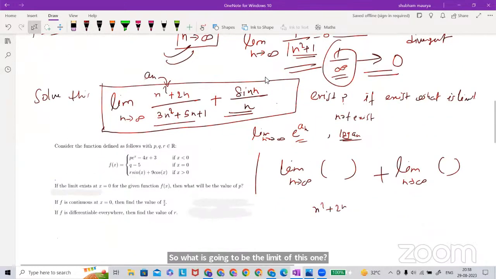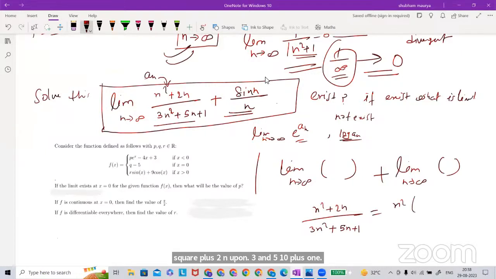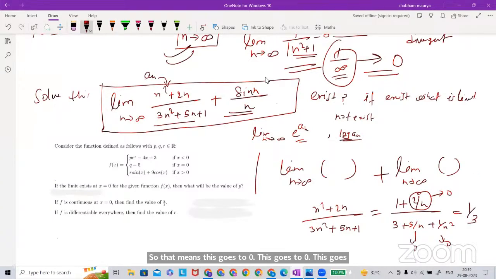So this is n square plus 2n upon 3n square plus 5n plus 1. To find the limit here, you can divide numerator and denominator by n square. So directly I'm just writing here, this is 1 plus 2 by n upon 3 plus 5 by n plus 1 by n square. Now if you take the limit as n goes to infinity, separately you can think this goes to 0. The reason is 2 by n: you are dividing 2 by a very large number, so it will approach 0. So this goes to 0, this goes to 0, this goes to 0. That is finally, sorry, 1 by 3. This will approach 1 by 3.